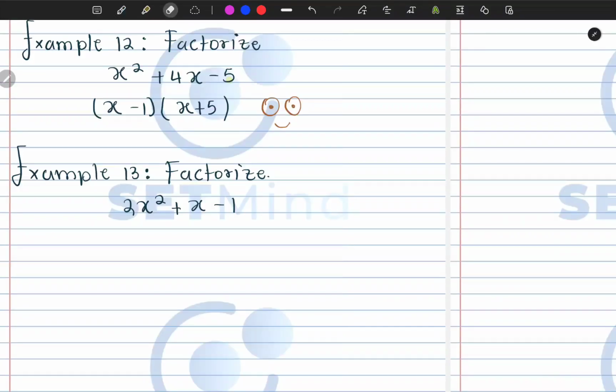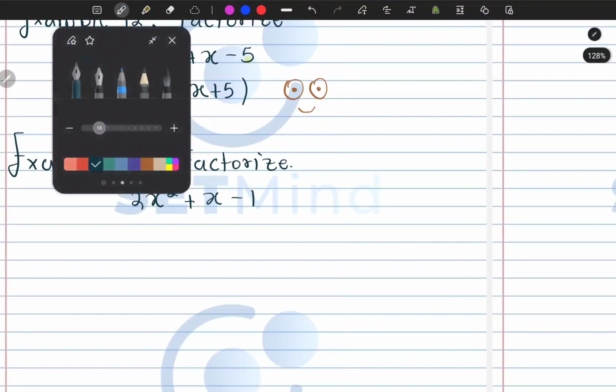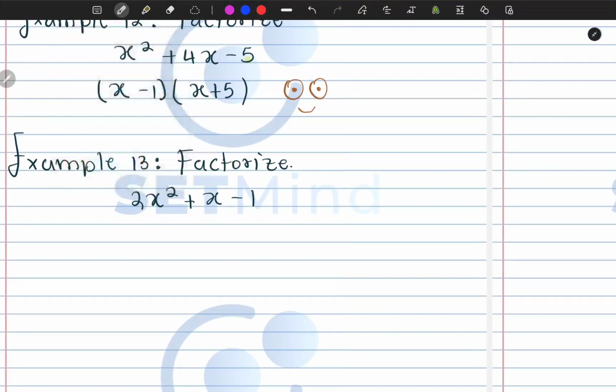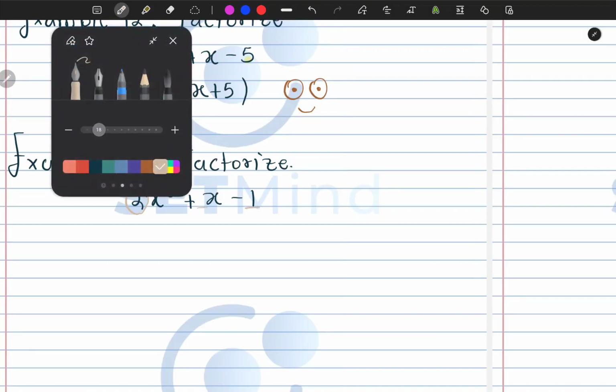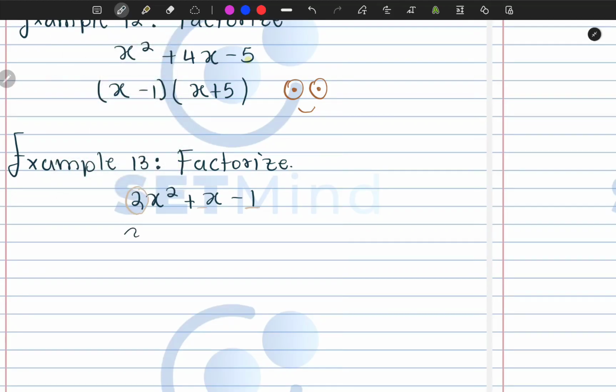So for example 13, we are required to factorize 2x squared plus x minus 1. So this here is what makes us take this problem slightly differently. I just can't say look for two numbers which multiply to minus 1 and add to positive 1. That 2 there makes a difference. So it means that I'm going to have two brackets. One of the brackets will have 2x, one of them will have x.